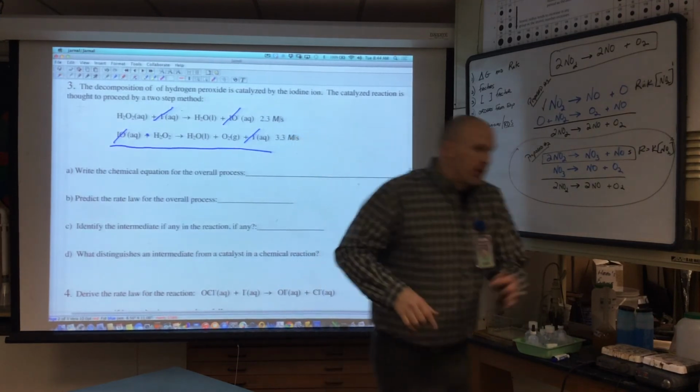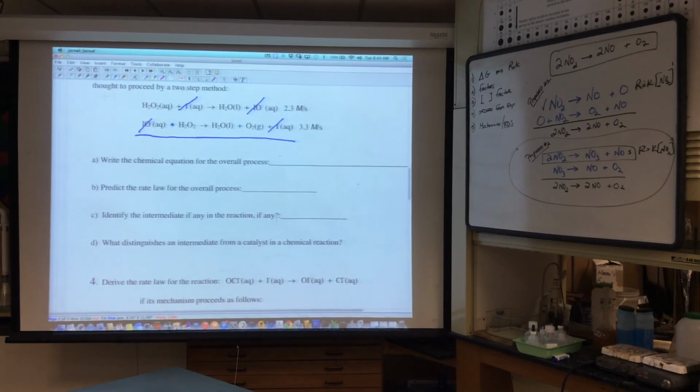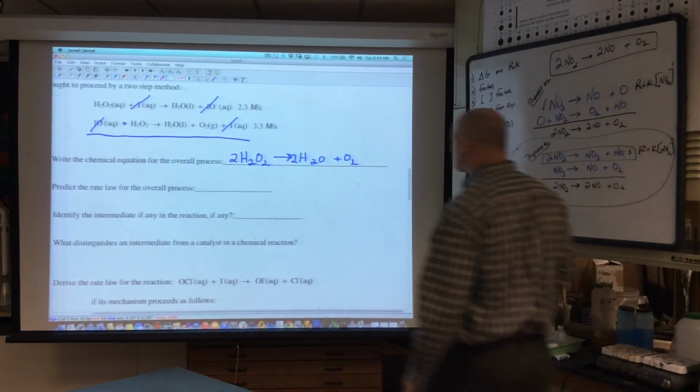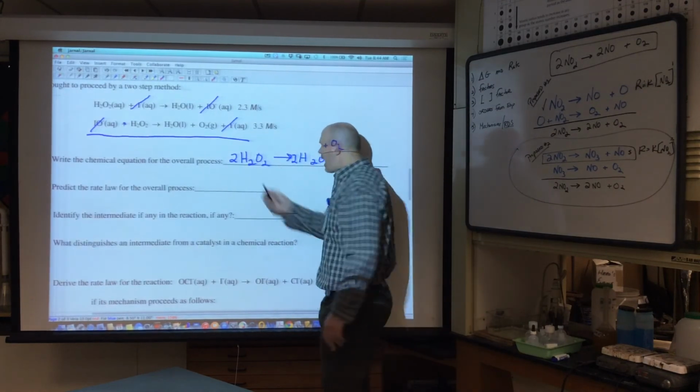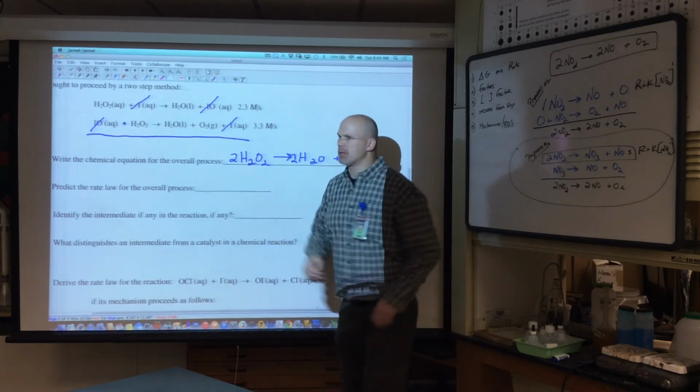So the overall reaction is, well, 2 H2O2s, 2 hydrogen peroxides, breaking down into what? H2O, and there's 2 of them, and an oxygen. If you looked at this reaction and said, hey, it's a tiny little reaction, you'd say, hey, that's second order. What's the rate law for this process?